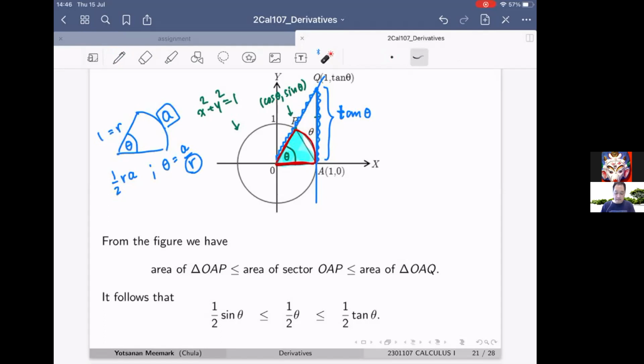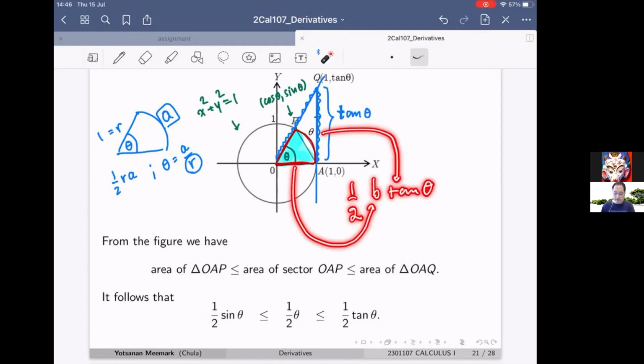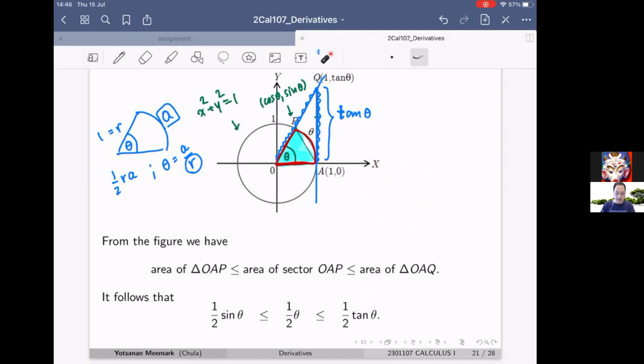So the area will be 1/2 R A, which is just 1/2 theta. And the area of the big triangle is again 1/2 the base times the height, which is tan theta. The base here is a radius, which is again 1, so it is 1/2 tan theta. And what is tan theta? It is sine theta over cosine theta, right?